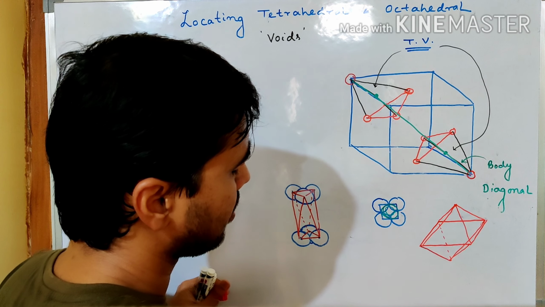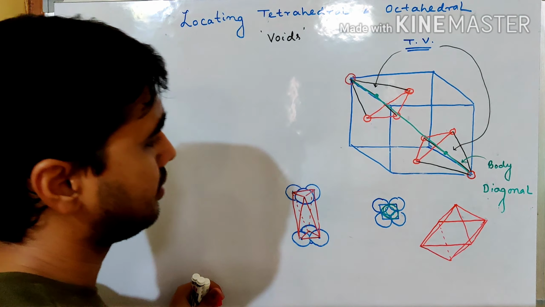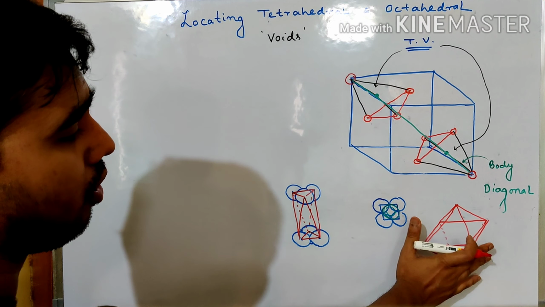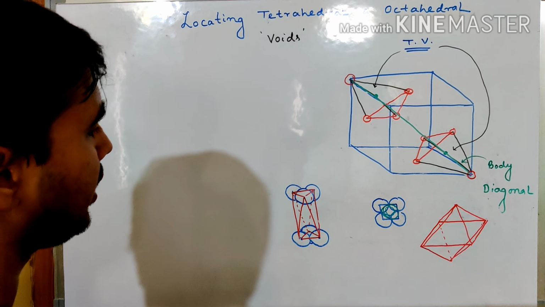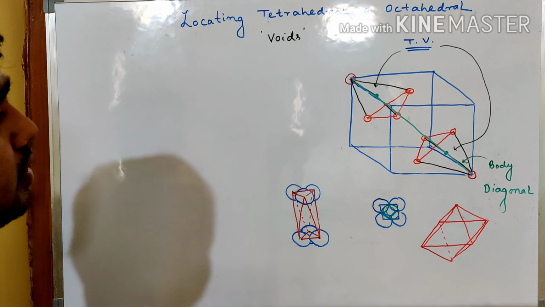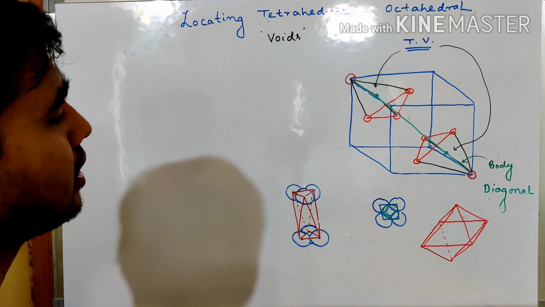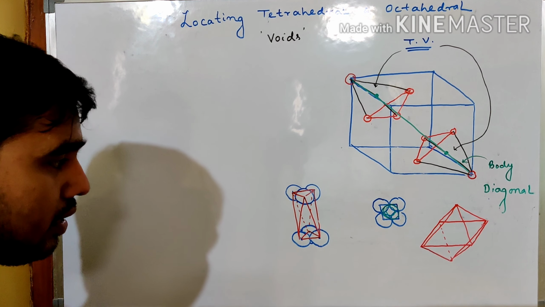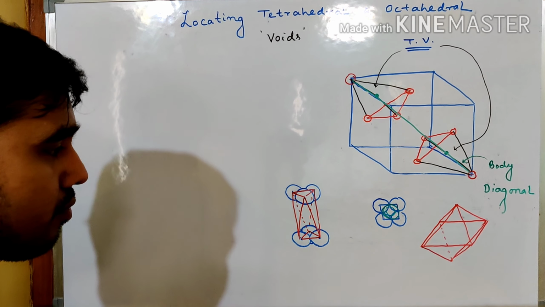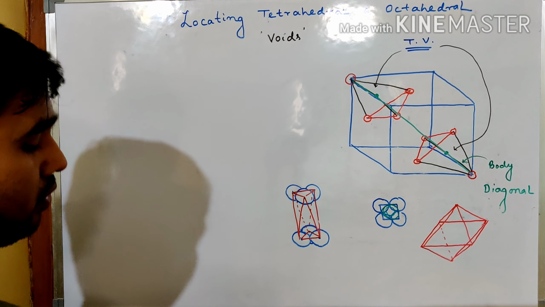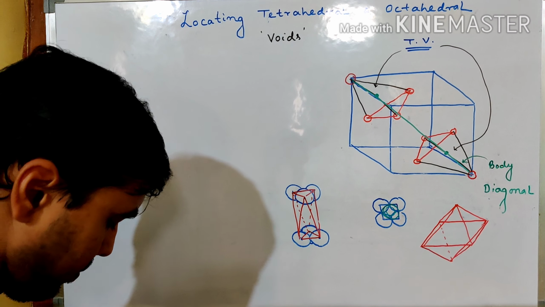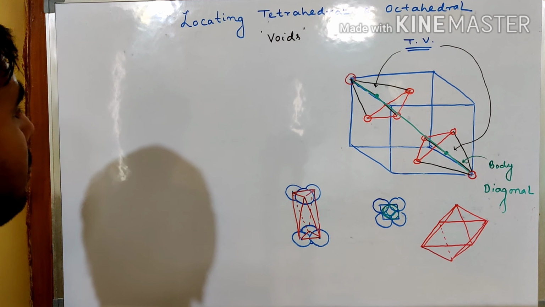Now, how to locate that? So this is an octahedral void. How to locate that in the cubic unit cell of a BCC lattice? Let us do this. So let us draw a cube.